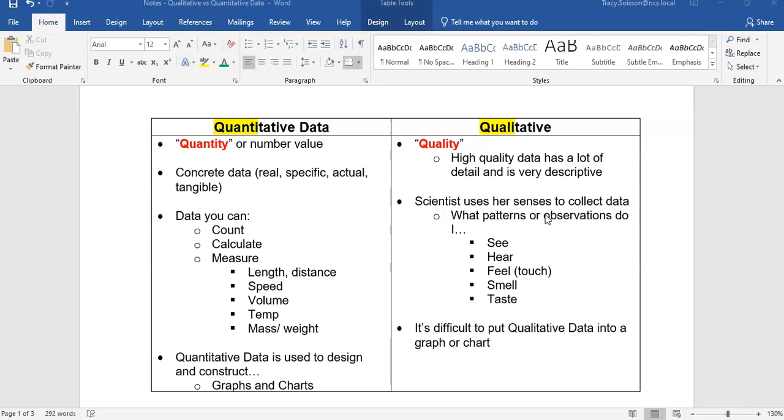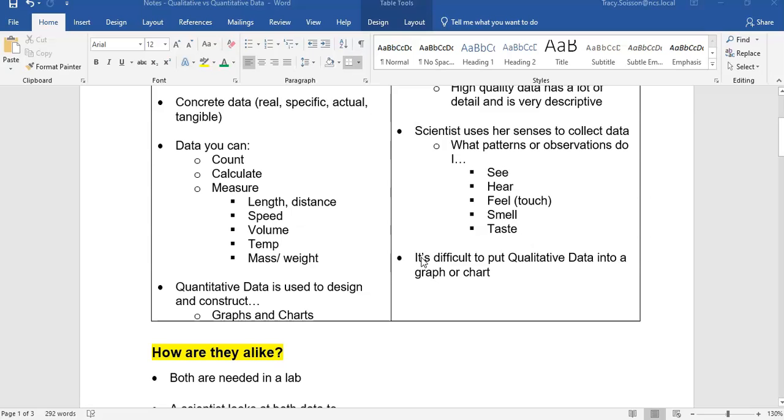Now remember, if they're going to taste something in a lab, you have to have teacher permission. Obviously it's dangerous to taste chemicals, so it would have to be something safe in order for you to be tasting it in a lab. You would never see qualitative data on a pie chart or in a graph because, like we said before, qualitative data is not usually collected in number format.